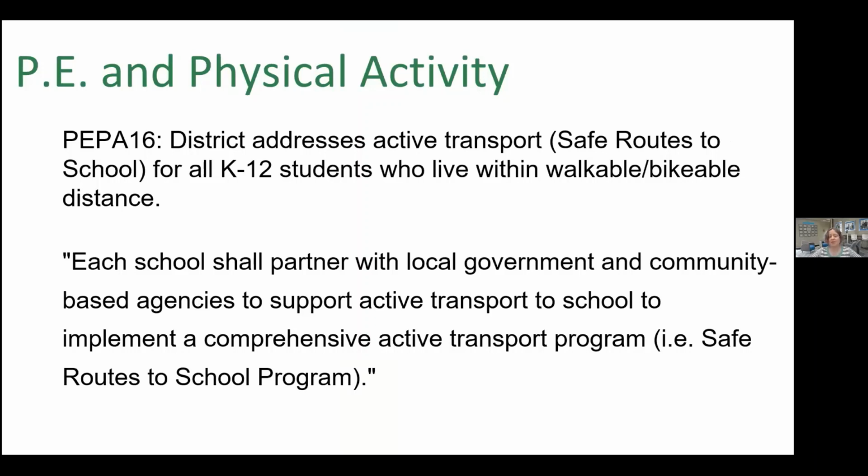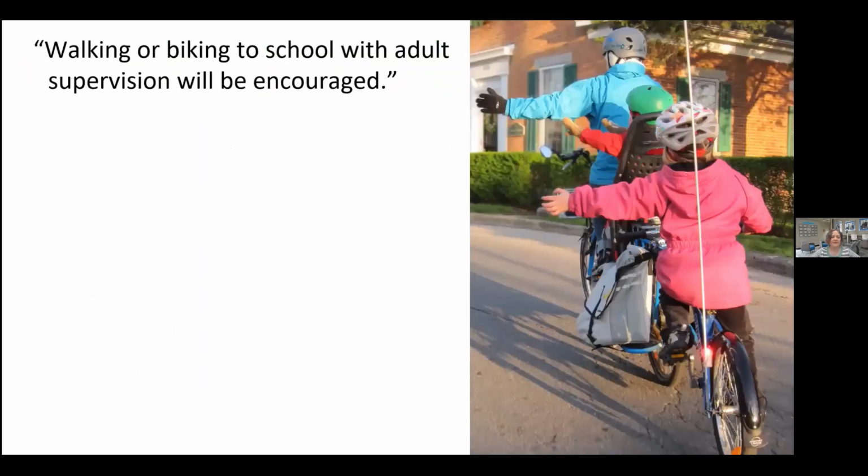Active transportation, so safe routes to school. Each school shall partner with the local government, community-based agencies to support active transport to school. Many times the crossing guards, for example, are imperative if you're going to have a safe routes to school program. If you want kids walking and biking, you need crossing guards to allow them to do that safely.